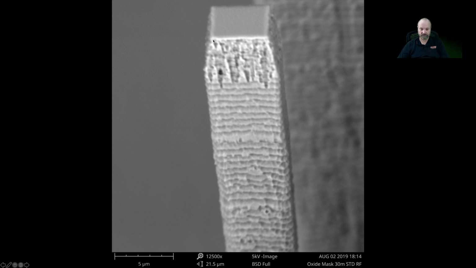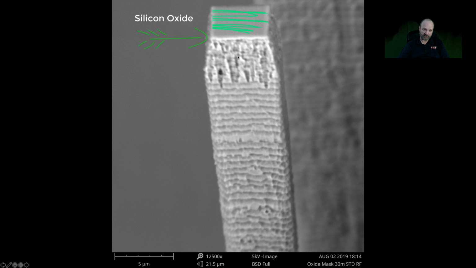So here's a close-up of it. Very thin layer. We're talking maybe 2,000 or 3,000 angstroms, something like that, on that order. That's enough to keep the deep reactive ion etching from interacting with the silicon.